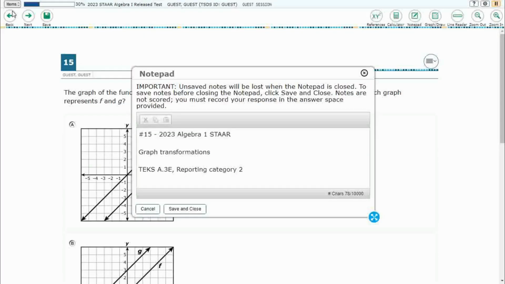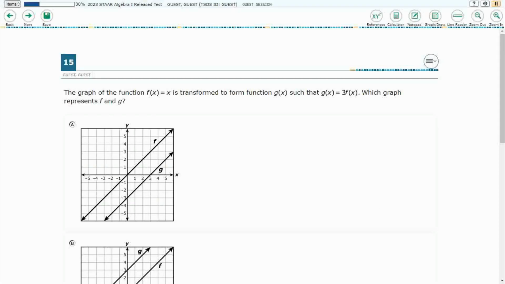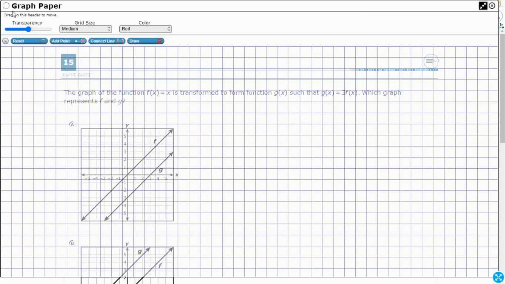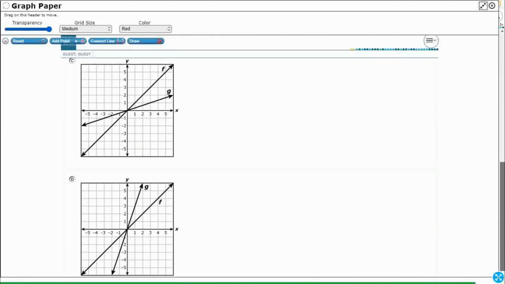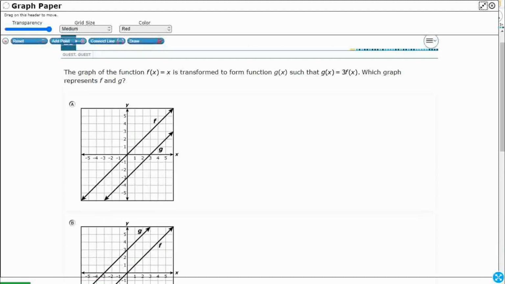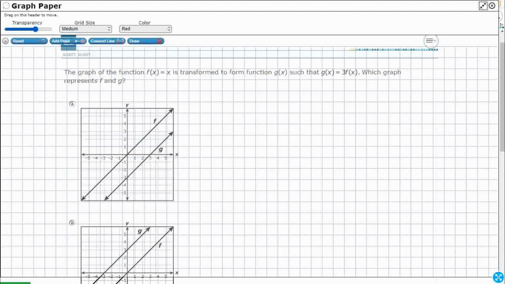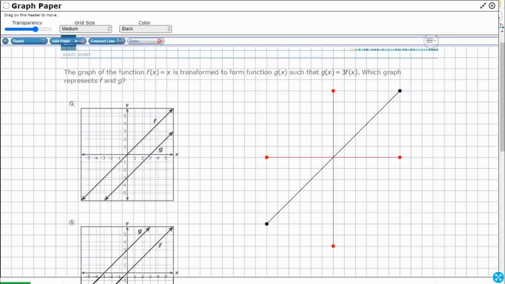So for number 15, we're looking at graph transformations. This is TEKS 8.3e and reporting category 2. So we have the graph of function f of x equals x. We need to transform it. So what does that mean, f of x equals x? Well, take a look at all your f's right here. You just got a slope of 1. Look at every single f line graphed correctly. Okay, so that means that if we wanted to, and I can use this connect line feature to make my own little graph here, f of x equals x. It's just your basic vanilla line, right? That's just going to go diagonally, slope of 1. That's the key thing to think about right there. Your slope equals 1.